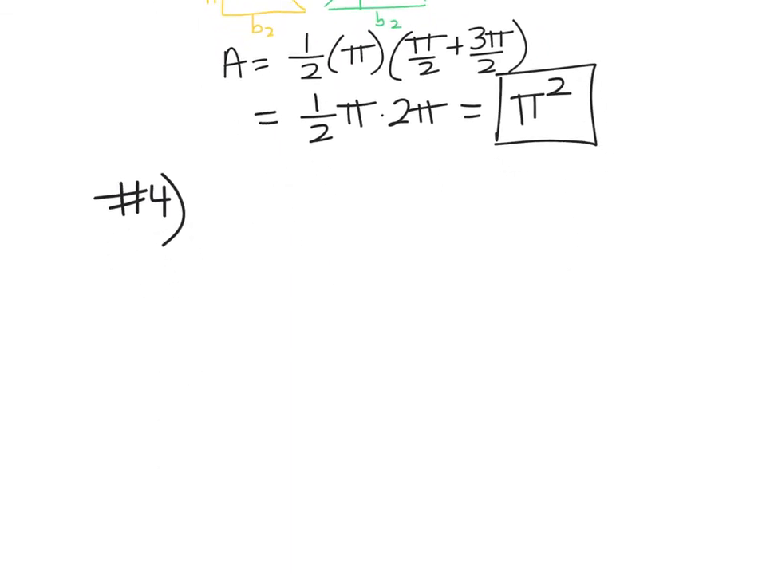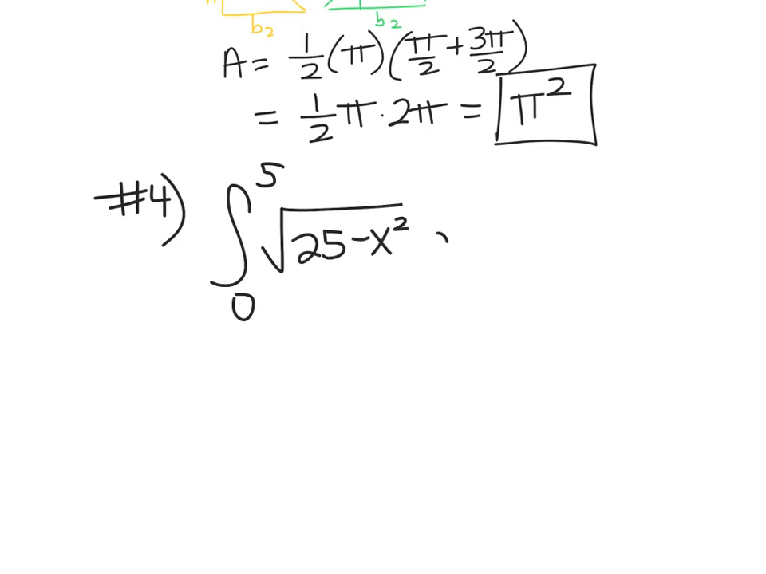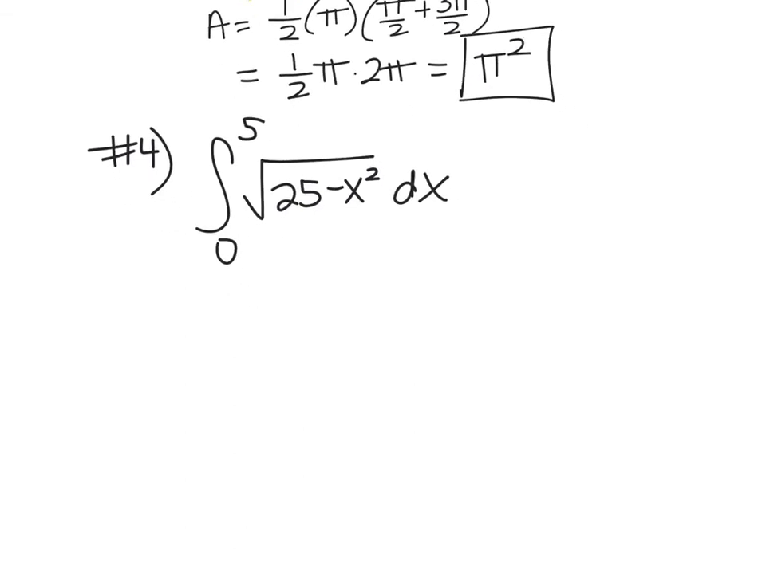All right, number 4. 0 to 5. It was actually 19 years ago. I'm aging myself. The square root of 25 minus x squared dx. All right, we did one a lot like this at the beginning, but I changed it up just a little bit. Beginning, it was -2 to 2. There was a 4 in there. This is just a semicircle again, but it's not a semicircle. It's a quarter circle, right?